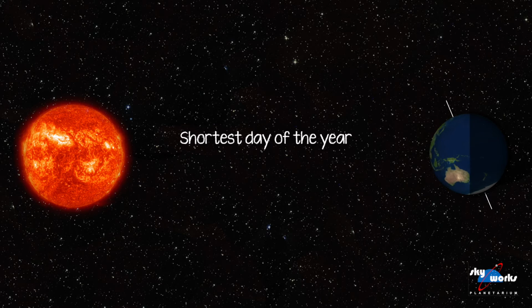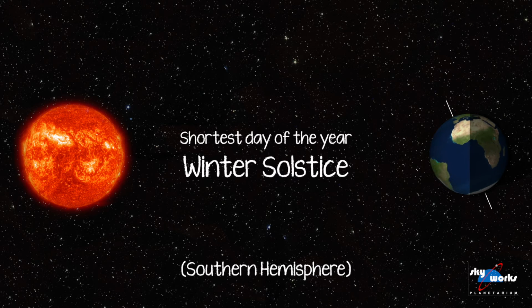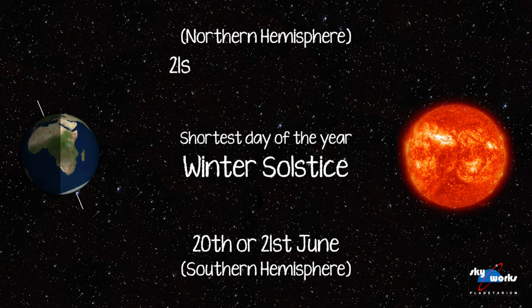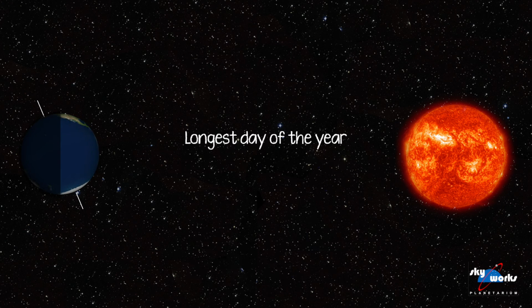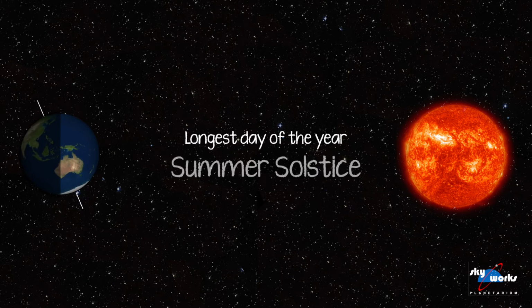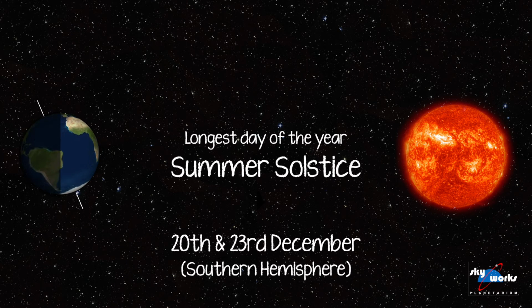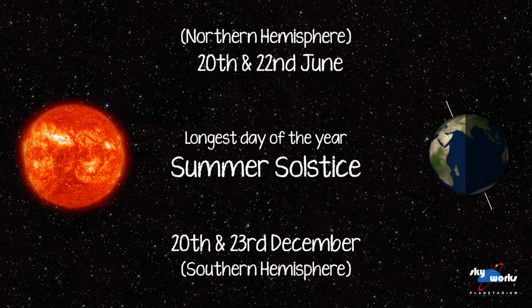The shortest day of the year is called the winter solstice. In the Southern Hemisphere, the winter solstice happens on either the 20th or the 21st of June, and in the Northern Hemisphere, on either the 21st or the 22nd of December. And the longest day of the year is called the summer solstice, which occurs between the 20th and the 23rd of December in the Southern Hemisphere, and between the 20th and the 22nd of June in the Northern Hemisphere.